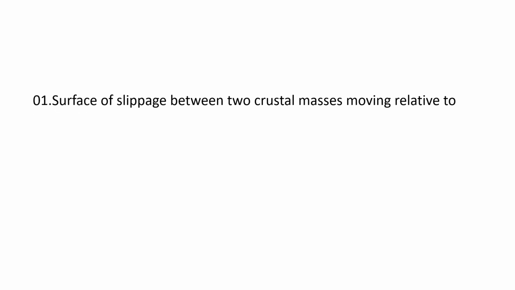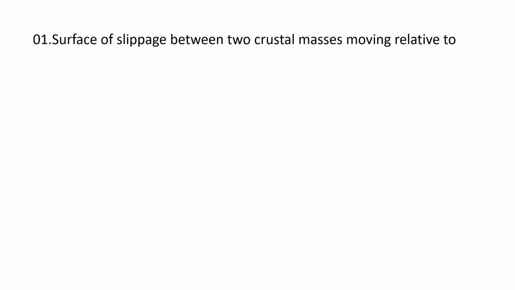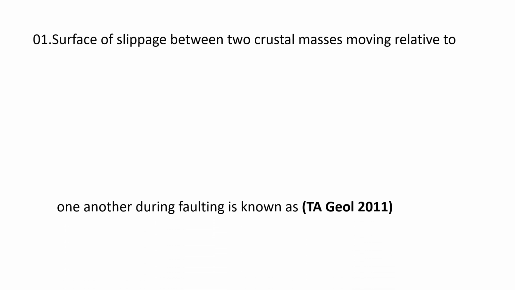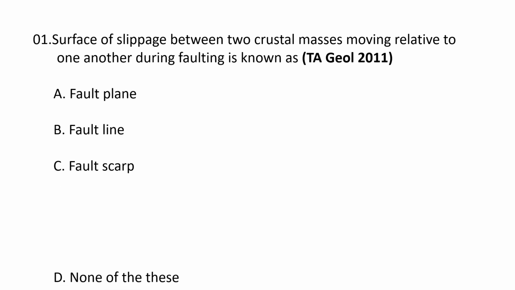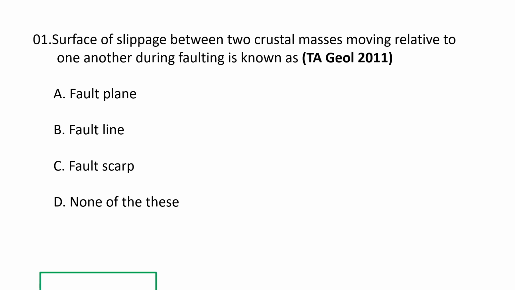First question. Surface of slippage between two crustal masses moving relative to one another during faulting is known as A. Fault plane, B. Fault line, C. Fault scarp and D. None of these. So the correct option is A. Fault plane. The surface of slippage between the two crustal masses moving relative to one another during faulting is known as a fault plane. A is the correct option. Next question.